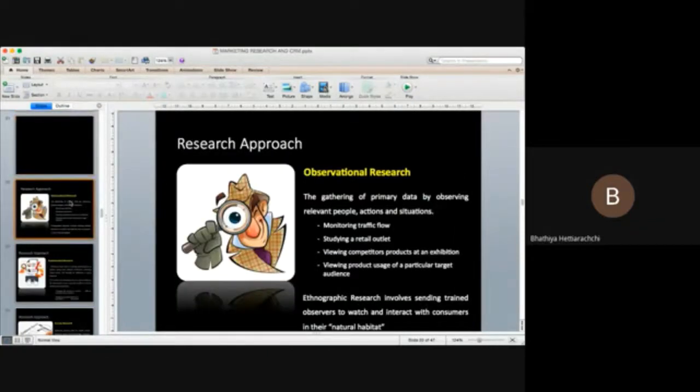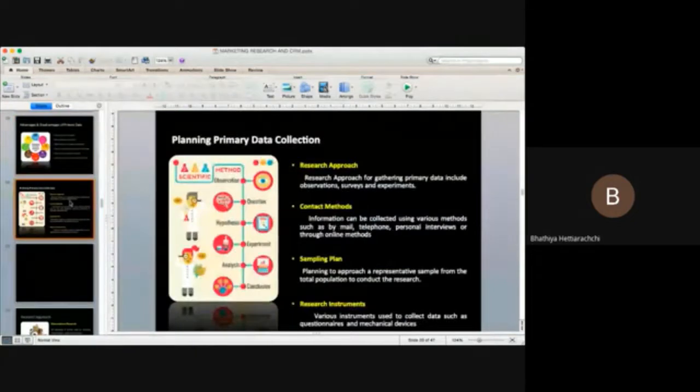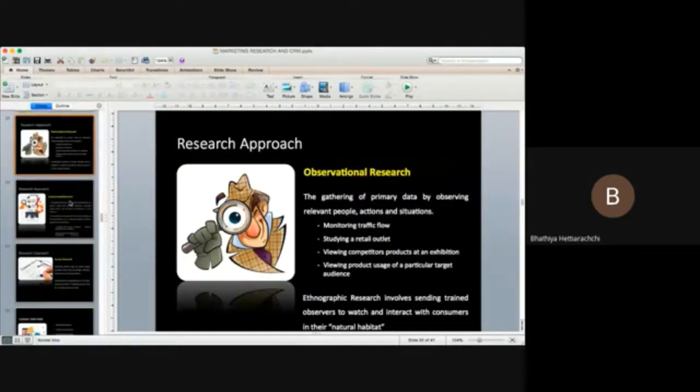So now what we have to discuss today is the research approach, contact method, sampling plan, and research instruments. So let's look first at the research approach. Now in research approach we have basically three approaches that we can talk about. First one is observational research. Now when it comes to observational research, that is all about how you observe something and gather data, right?